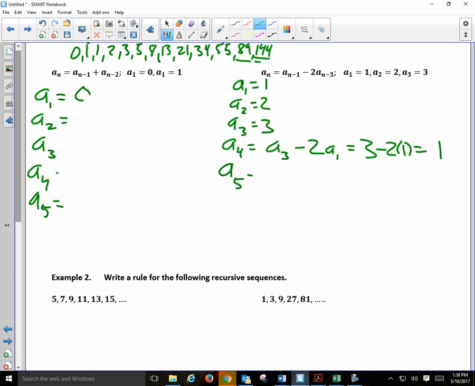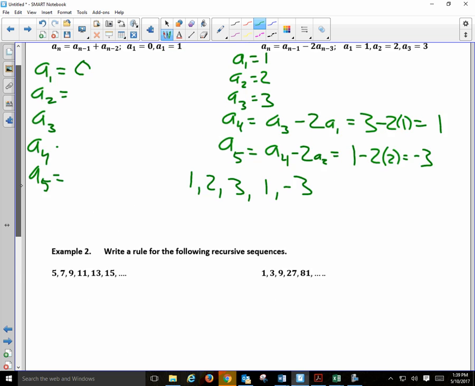A sub 5 would be a sub 4 minus 2 times a sub 2, which is 1 minus 2 times 2, and you get negative 3. Now, again, I want to be clear that we have a sequence rule. But look at this: 1, 2, 3, 1, negative 3. That's kind of difficult to try to figure out how to generate a rule for that, isn't it? Recursive definitions can be very challenging to try to find explicit formulas for, and that's one example.